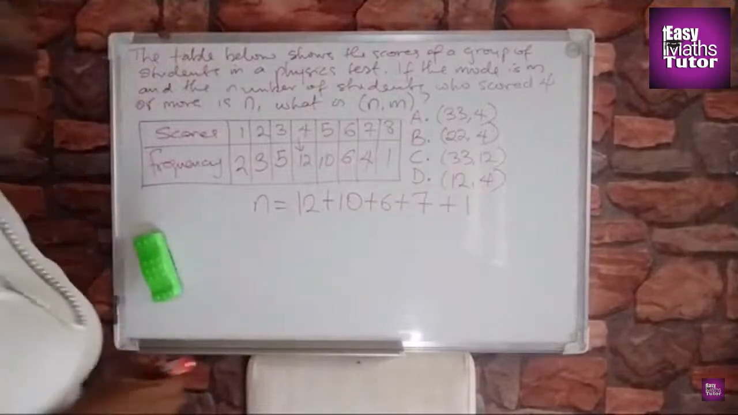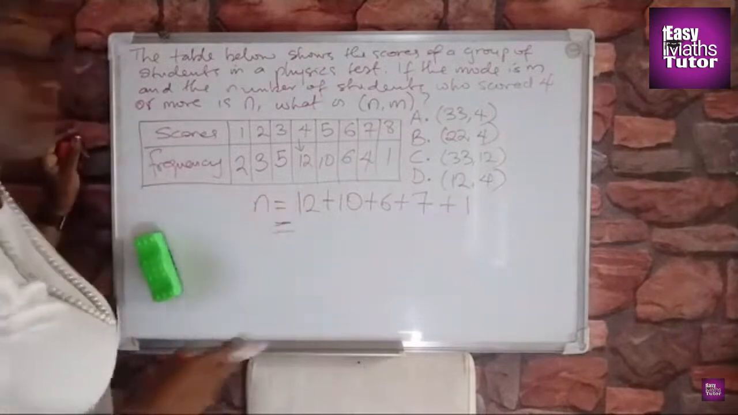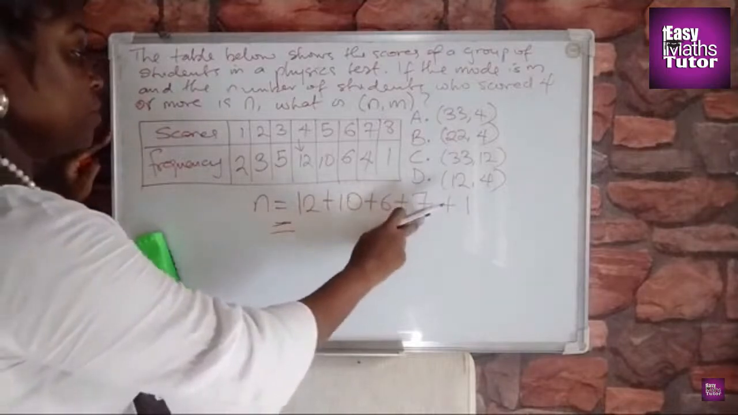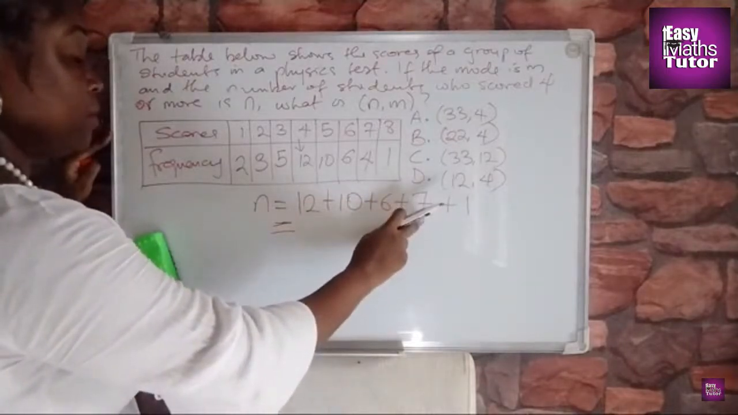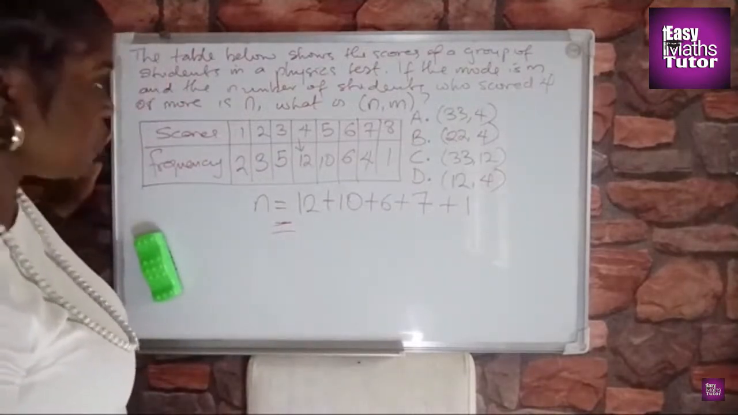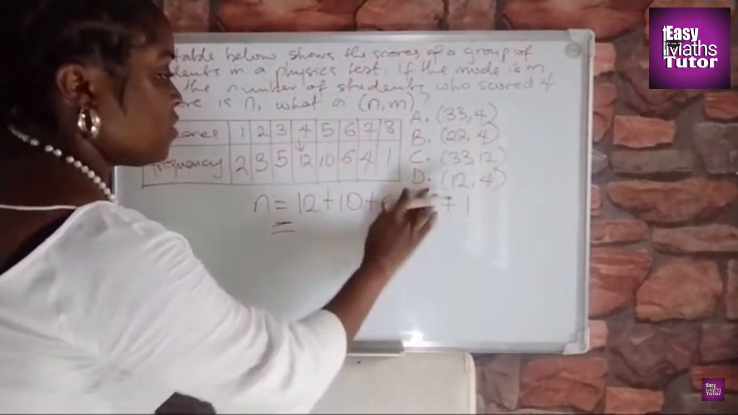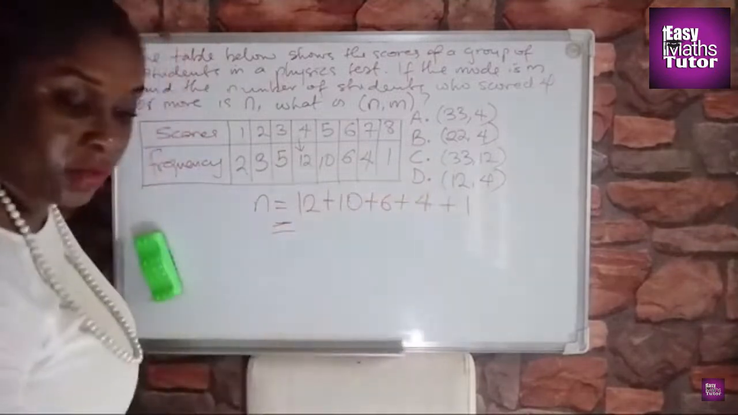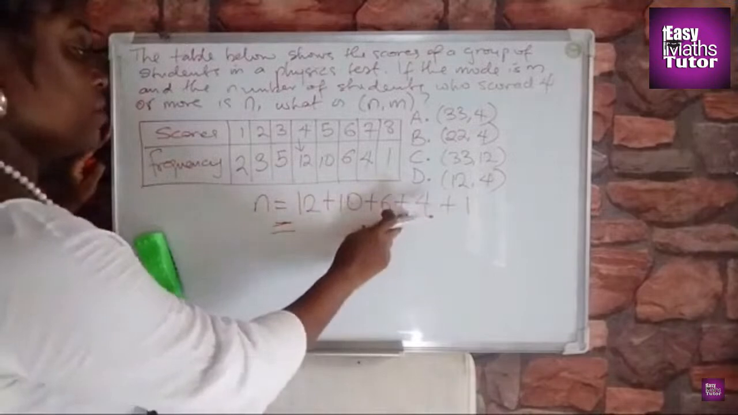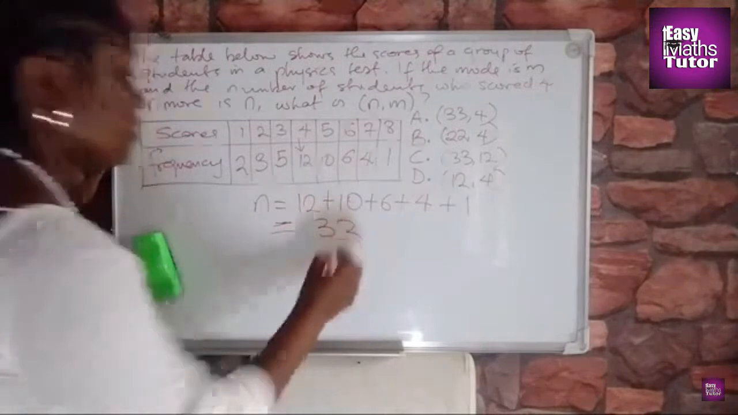So you use your calculator and add that up quickly. So we have 12 plus 10, 22. Sorry, this is 4. The number of students that scored 7 is supposed to be 4. So that will be 10 plus 10, 20, plus 13, that's 33, right?